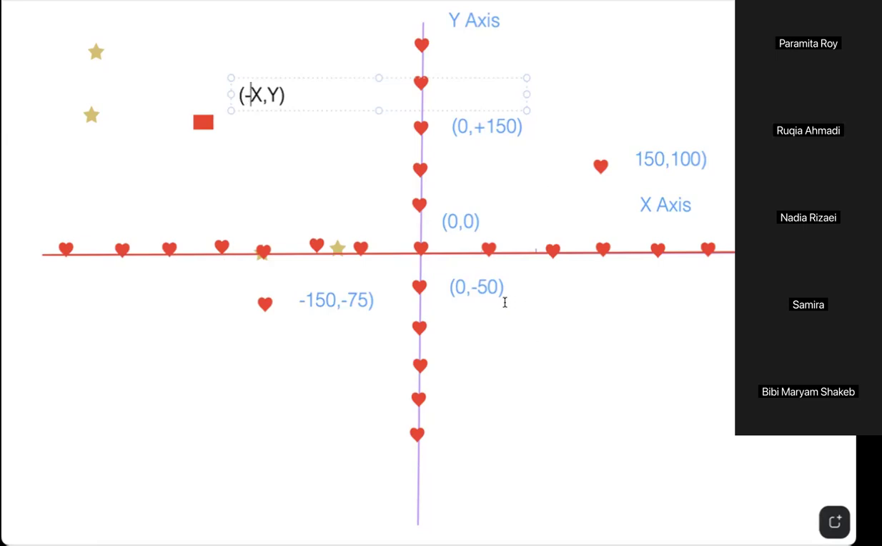But what will be Y? Will it be positive or negative? Teacher, positive. Why positive? Good. Because for Y, anything going up is positive. Yes. Sure. Anything going down on the Y is negative.